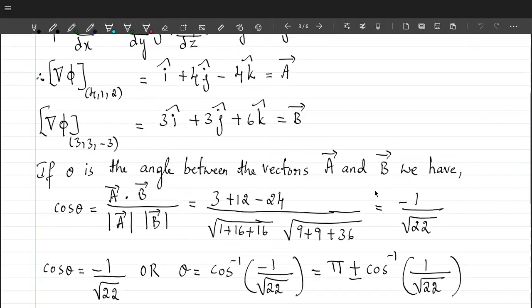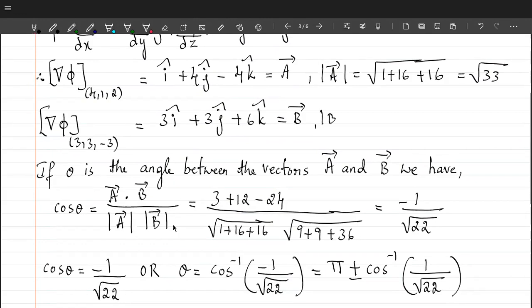Now if you want to find the angle between these two vectors A and B, then cos theta is equal to vector A dot product with vector B divided by magnitude of vector A into magnitude of vector B. Let me calculate the magnitude of vector A here. Magnitude of vector A will be equal to square root of 1 plus 16 plus 16. 16 plus 16 is 32, plus 1, so I get root 33 here.